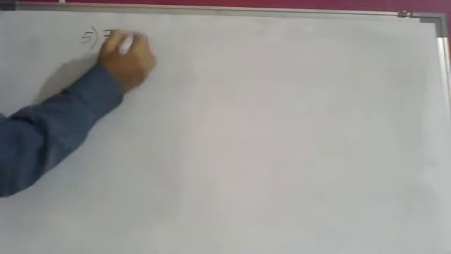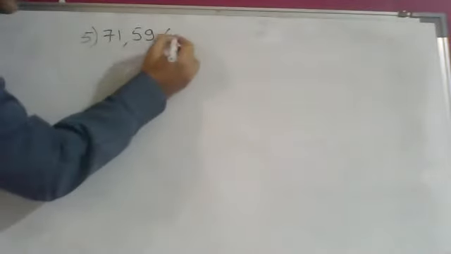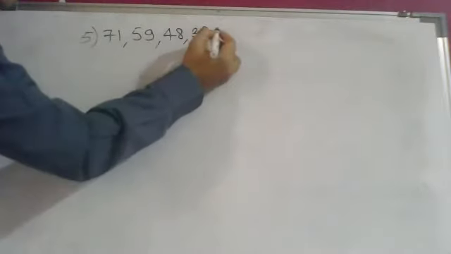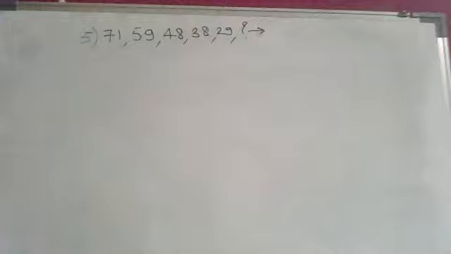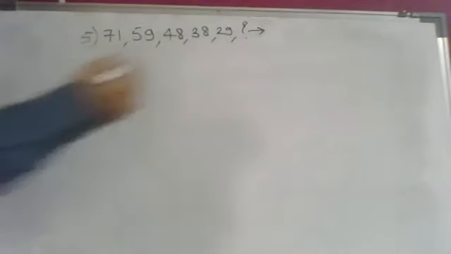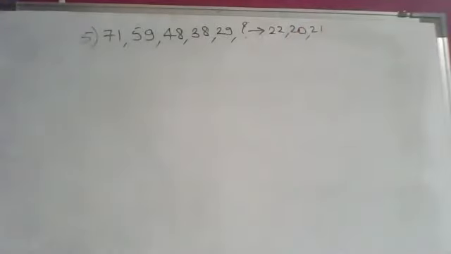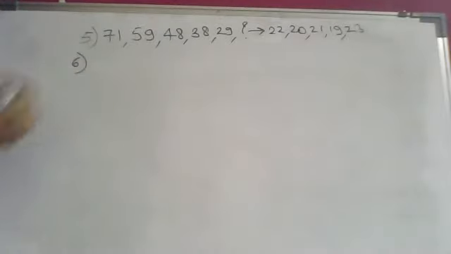Question 5: 71, 59, 48, 38, 29, and we have to find out the next number, that is question mark, from the given options 22, 20, 21, 19 and 23. We have to find out the logic. What is the number at the place of question mark?